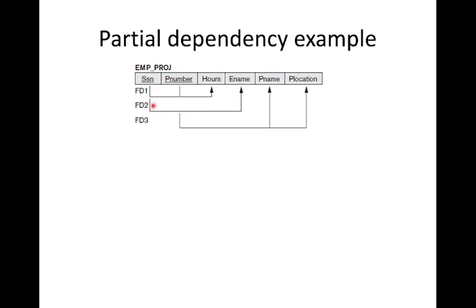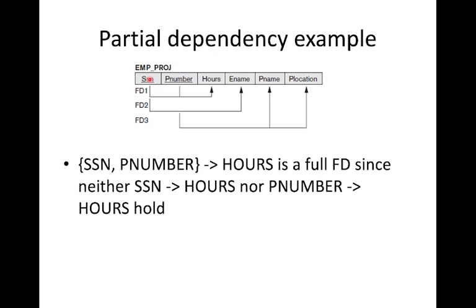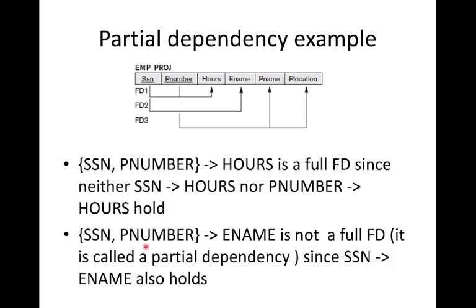E name is dependent only on SSN. Similarly, P name and P location are dependent on P number alone. So this is known as partial dependency on the key. SSN comma P number to hours is a fully functional dependency, since neither SSN to hours nor P number to hours holds. Here SSN comma P number to E name is not a fully functional dependency. It is called partial dependency since SSN to E name also holds.